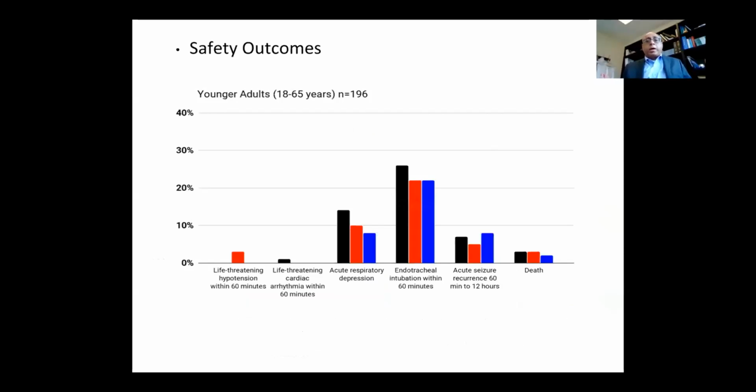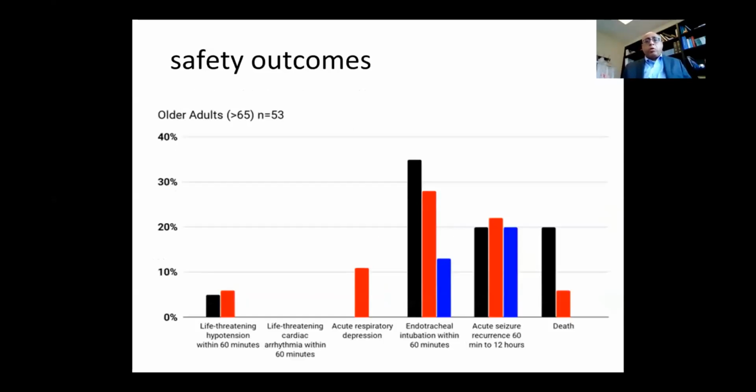When we look at young adults, all three drugs performed equally well. There was no excess signal with respect to life-threatening hypotension, cardiac arrhythmia, respiratory depression, intubation, etc. in this age group. In older adults, more older adults given levetiracetam experienced death, but this was not statistically significant.